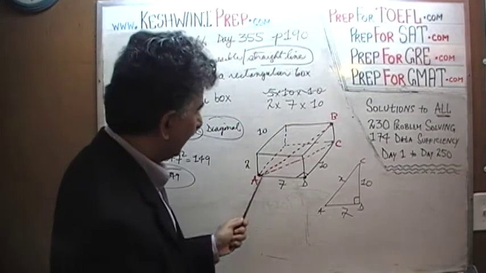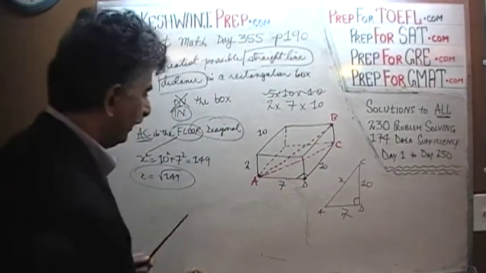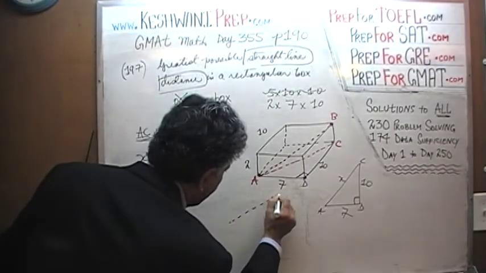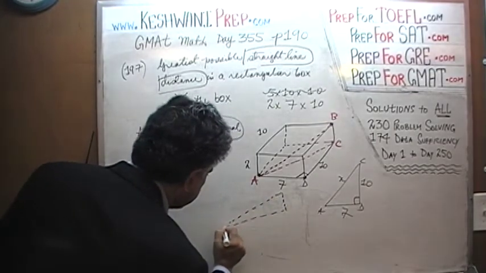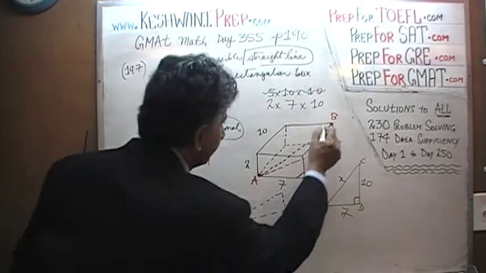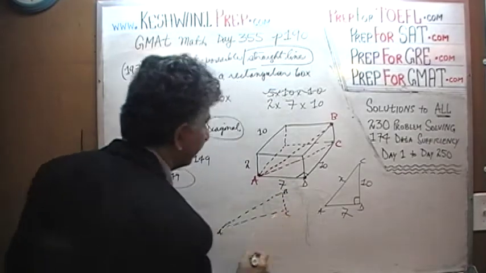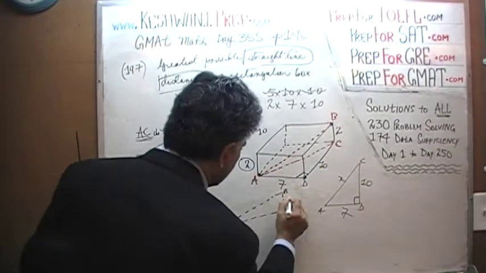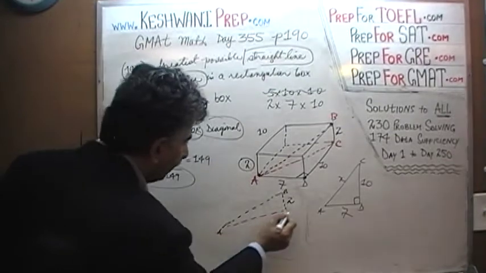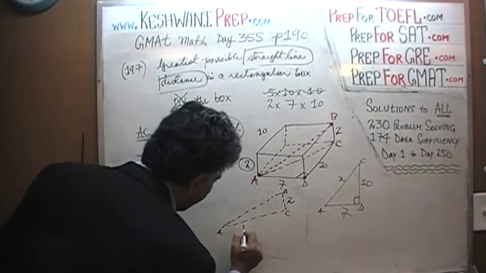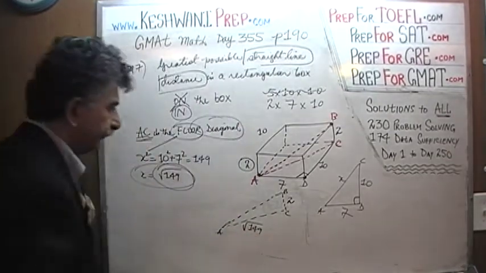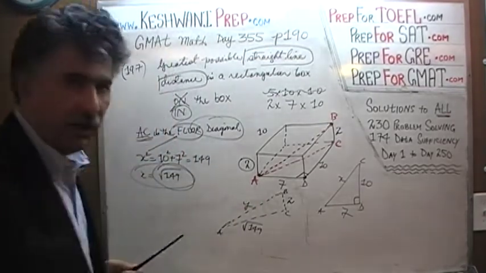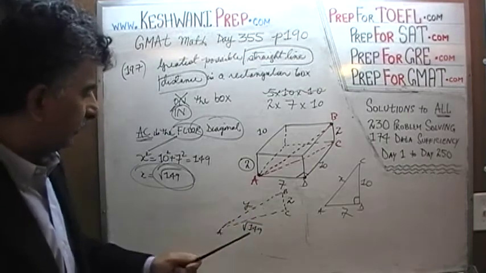And similarly, now we're going to look at triangle ABC. Where can we put triangle ABC? Let's put it here. There is A, there is our B, and there is our C. B to C is same as this guy, 2. A to C, we already found it, square root of 149. Now we can find out A to B very easily. Let's call it Y, because we already used up X for the other one.